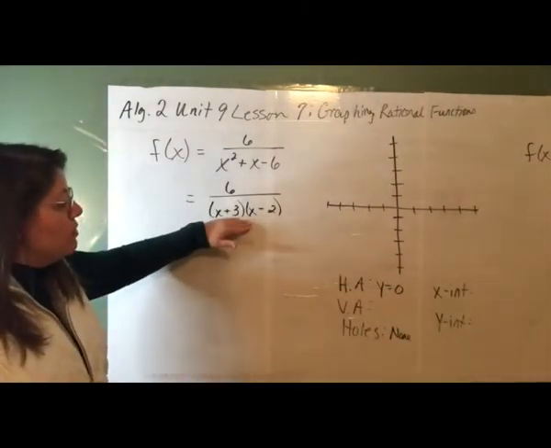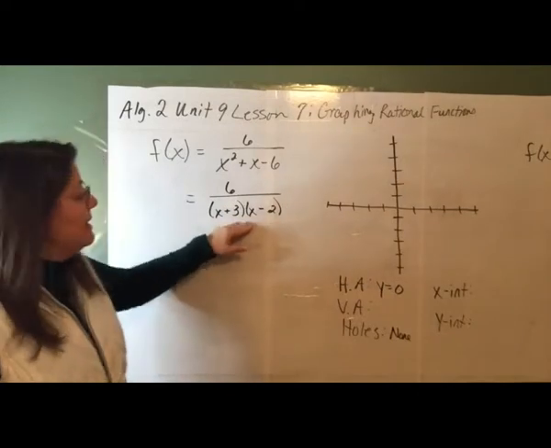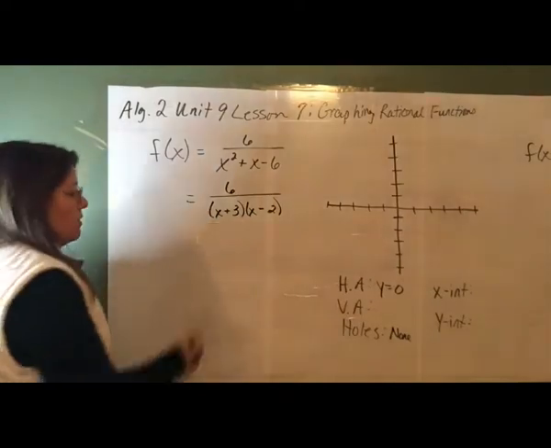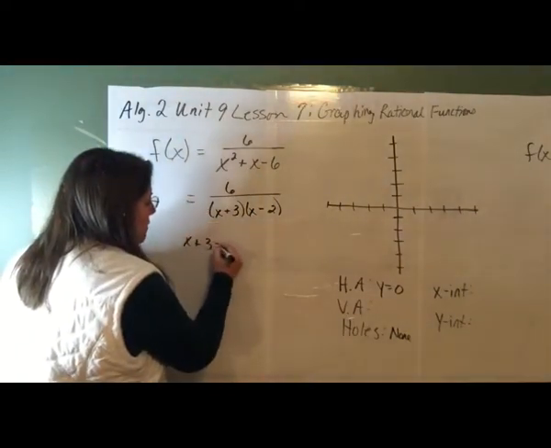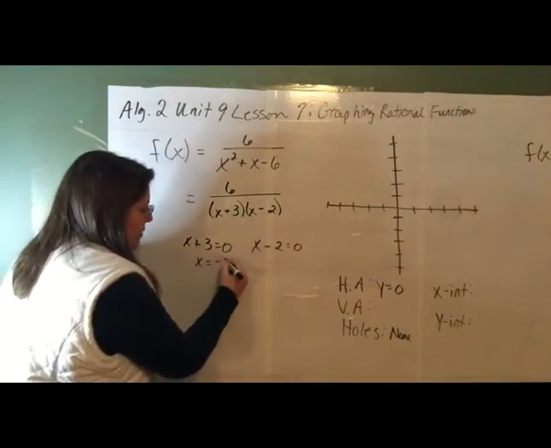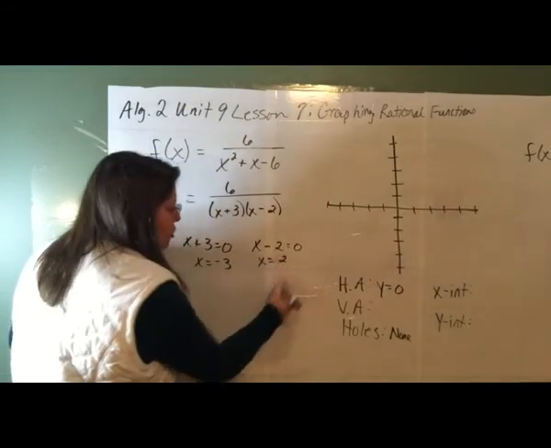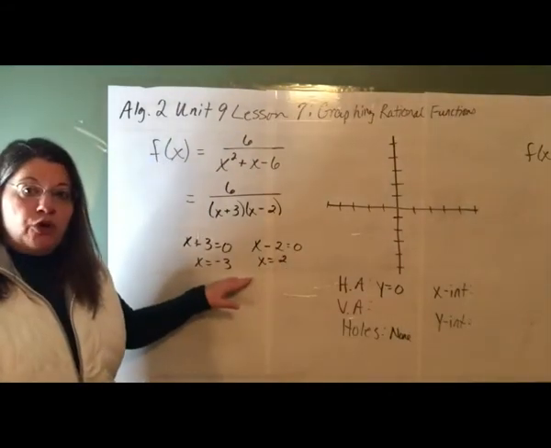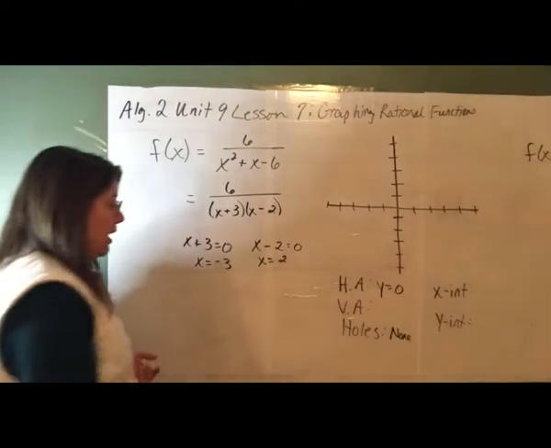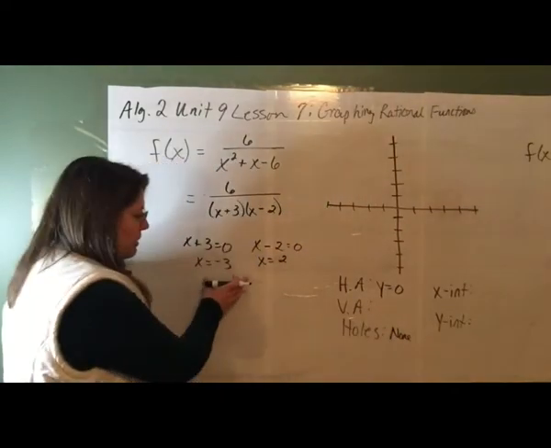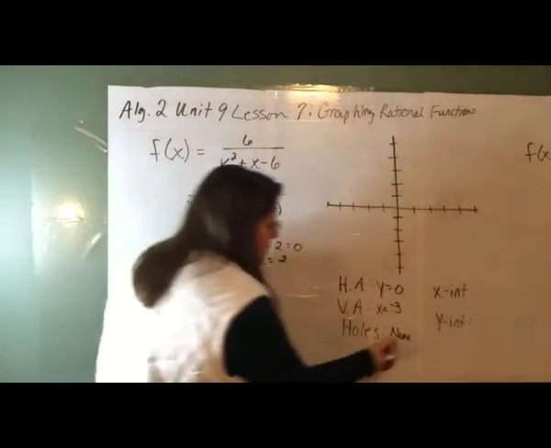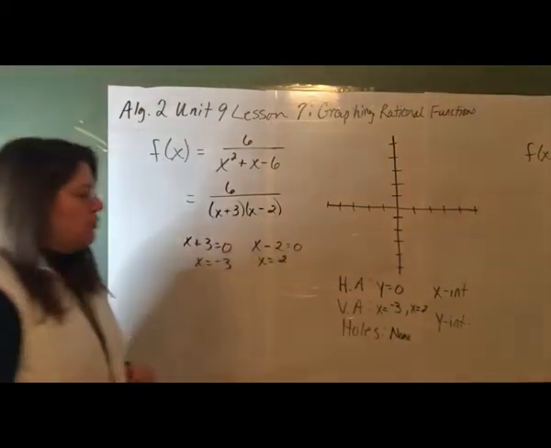For our vertical asymptotes, those are found by setting the factors in the denominator that did not cancel out equal to 0. So we have x plus 3 equals 0 and x minus 2 equals 0. To solve that out, we have x equals negative 3 and x equals 2. So for this one, we have 2 vertical asymptotes, and there's nothing wrong with that. You could have 2, you could have more than 2. Usually you have 1 or 2 with the examples we'll be doing. So we've got x equals negative 3 and x equals 2 as my 2 vertical asymptotes.